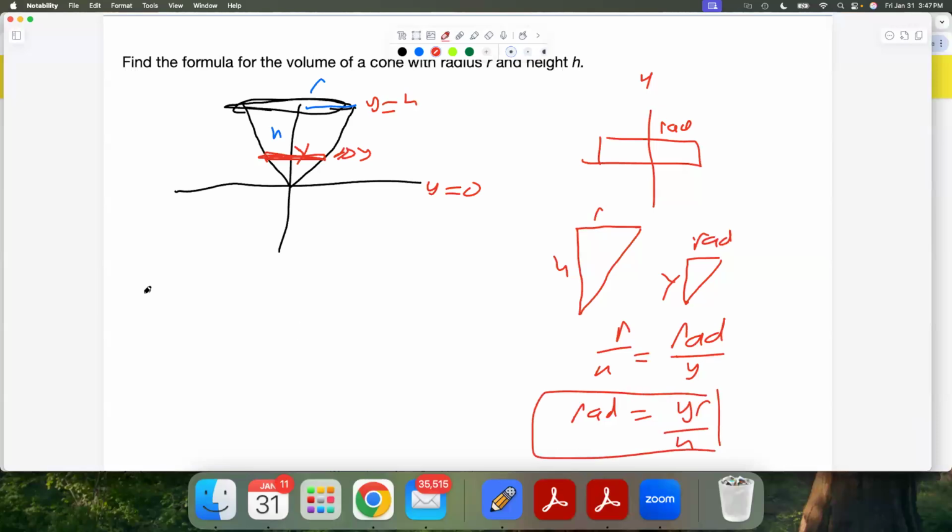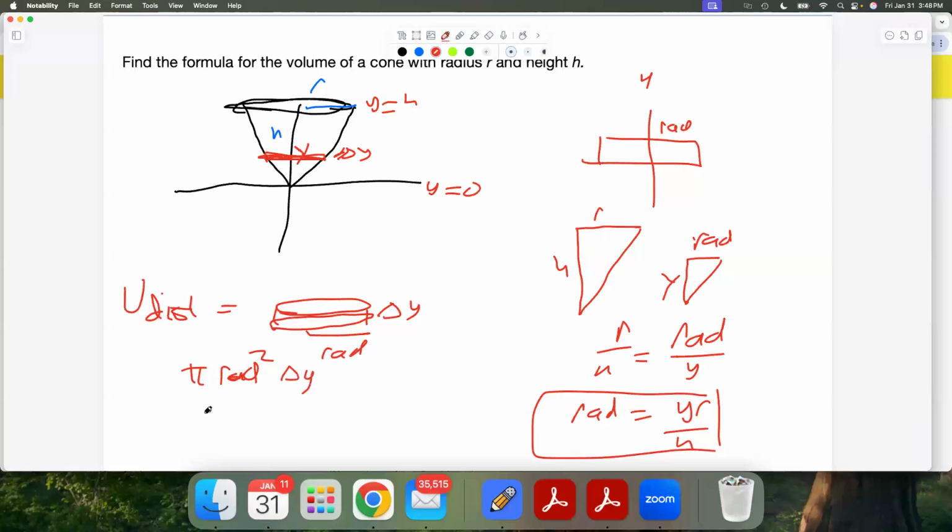Why do I care about that? Because the volume of one of these little disks, remember, a disk is just a cylinder with thickness delta y. It's always area of the base times the height. What's the base? It's a circle. So the volume will be pi radius of the disk squared times delta y. And then we're going to add all those up.